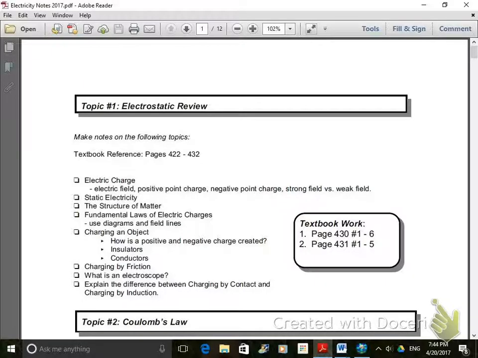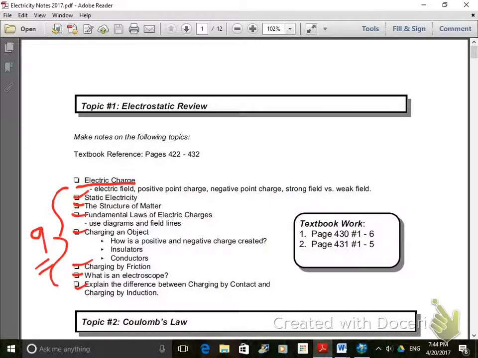So in your notes, this is the area that we're going to focus on, electric charge. And again, we're going to go through and define the key points underneath that electric charge. On your own, you will need to review static electricity, the structure of matter, fundamental laws of electric charge, charging an object, charging by friction, what is an electroscope, and explain the differences between charging by contact and by induction. This is all grade 9 information.